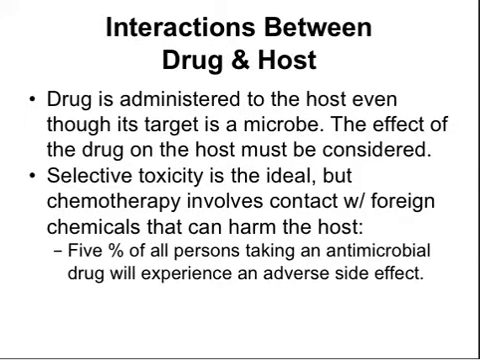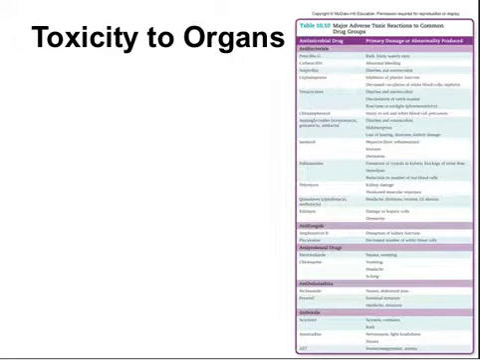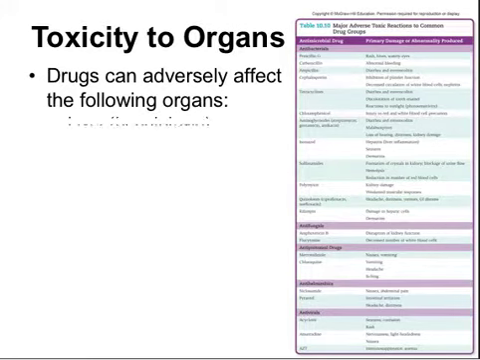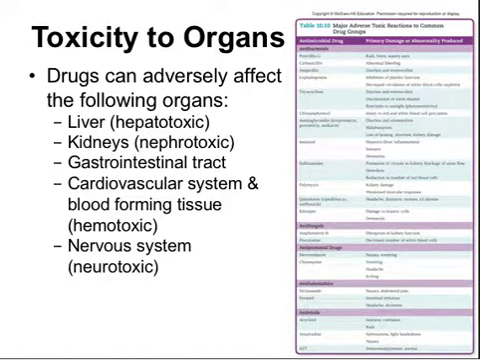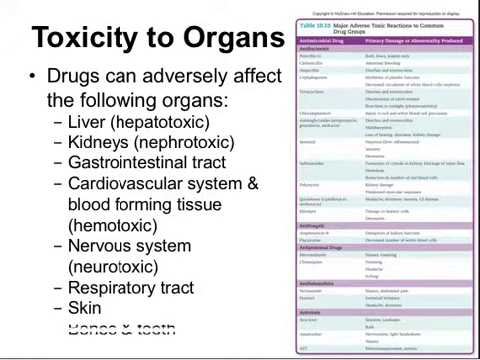5% of all persons taking an antimicrobial will experience an adverse event in any large population. They can affect the liver, the kidneys, the GI, the cardiovascular, the nervous system, the respiratory system, the function of the skin, as well as the bones and teeth. And you can see what some of the effects are here in Table 10.10.